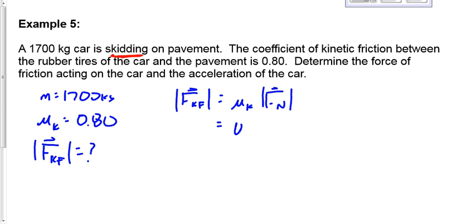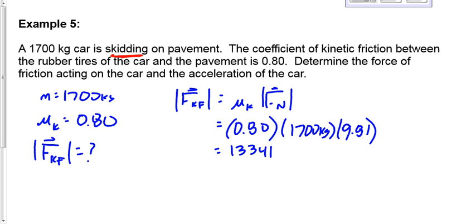My coefficient of kinetic friction, which has no units, by the way, is 0.80. My normal force, as Martin just said a minute ago, is 1,700 kilograms times 9.81. Now, we're just going to make that positive 9.81 here because we're only looking for a magnitude. So 0.80 times 1,700 times 9.81 meters per second squared. Let's figure out what that is. Gives me a value of 13,341.6 newtons.